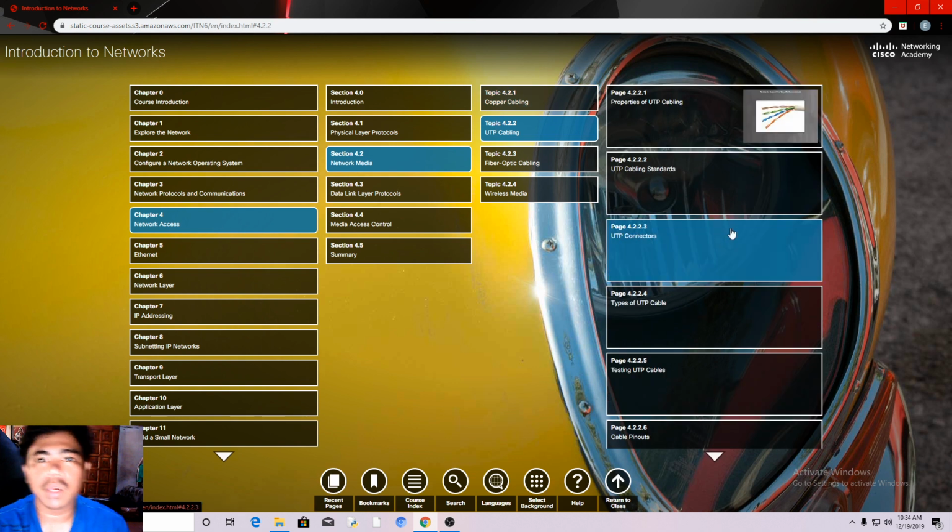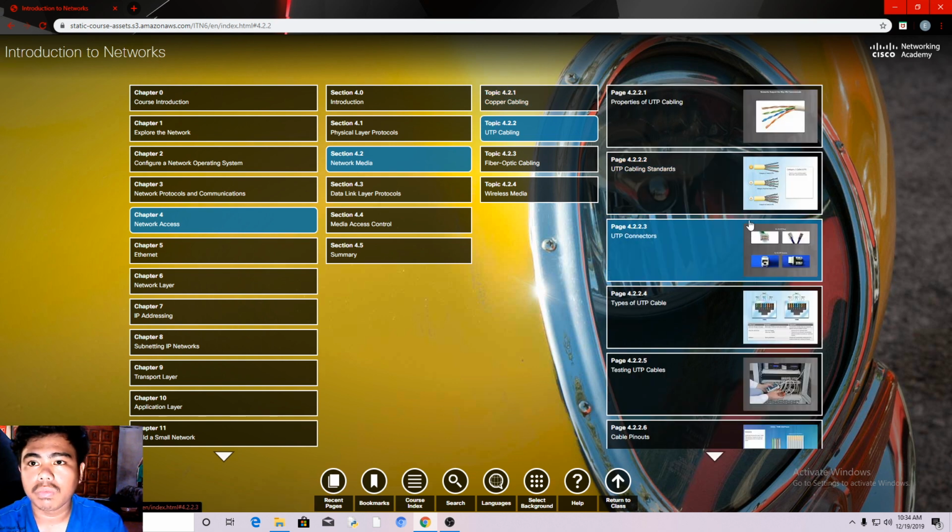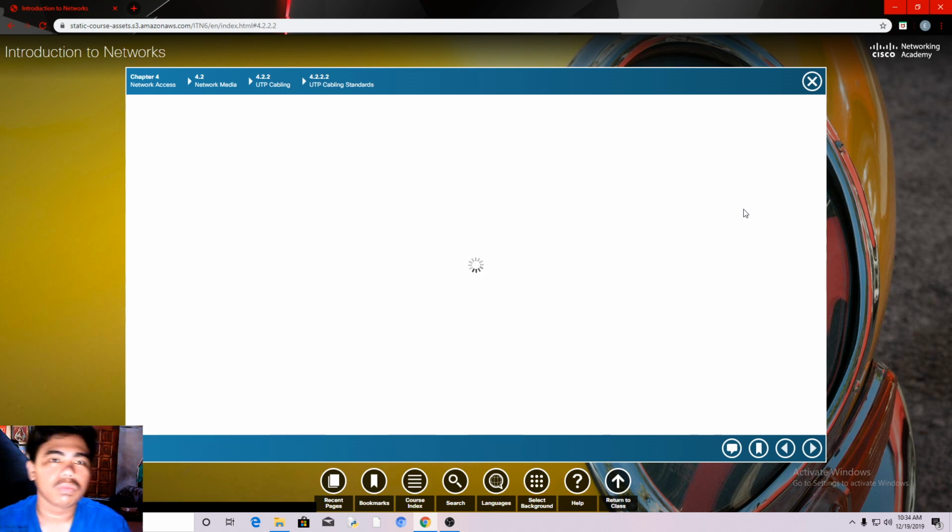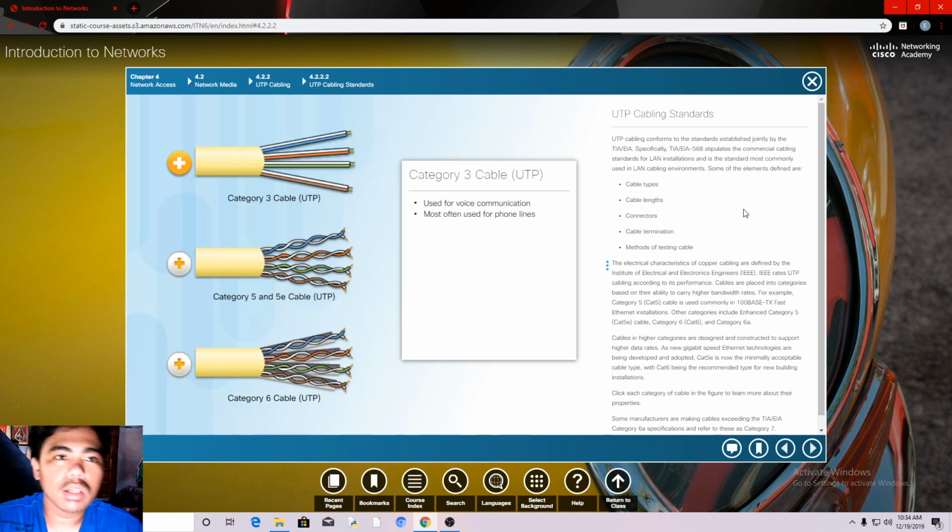Let's go with the UTP cabling. Here at our UTP cabling, we have three categories of cable. They are similar, they are all UTP, but they differ in their representation. Category 3, as you've noticed, is just straight. Then the category 5 and 5E cable has its wires in pairs, and the category 6 is more highly stripped than the category 5.